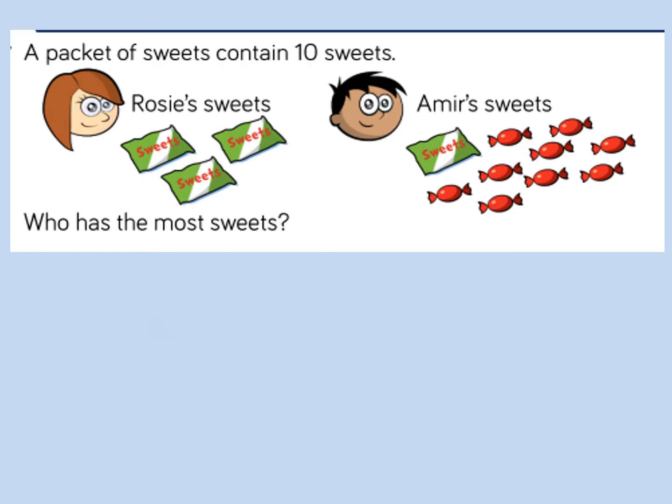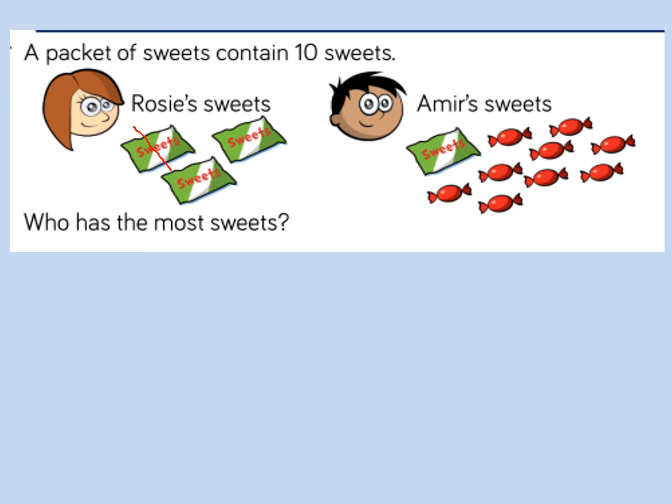Here there are 2 children and they've both got some sweets. And each of the packets of sweets contains 10 sweets. So Rosie's got 3 packets of sweets and Amir's got 1 packet of sweets and some sweets that aren't in the packet. Just like the base 10, we know that each of these packets of sweets has a value of 10. So we can use our knowledge of counting in tens to count how many altogether.